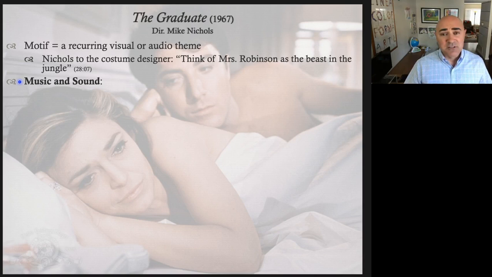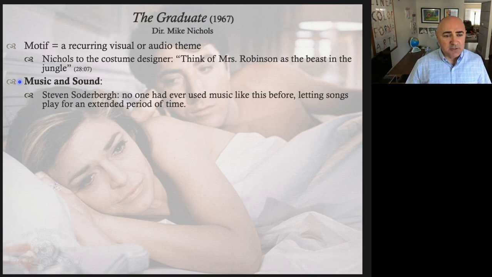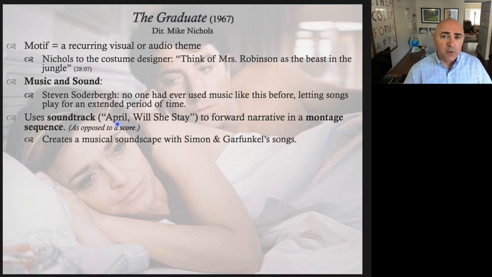Steven Soderbergh, the director, made a point in his conversation with Mike Nichols in an interview. He said, no one had ever used music like this before, letting songs play for an extended period of time. The second song, April Come She Will, talks about April, May, June, July. It uses the calendar in the song to indicate time passing and that their relationship is continuing through the entire summer.